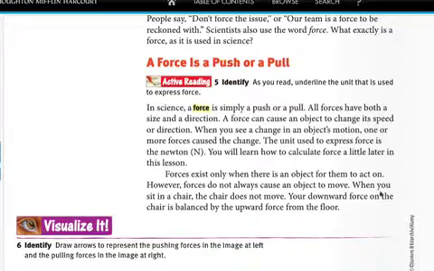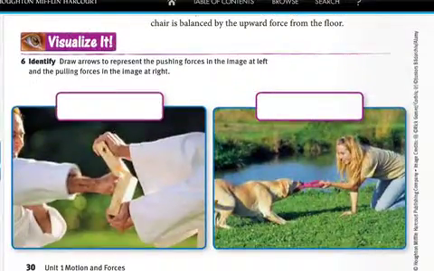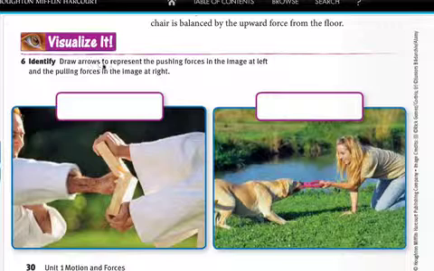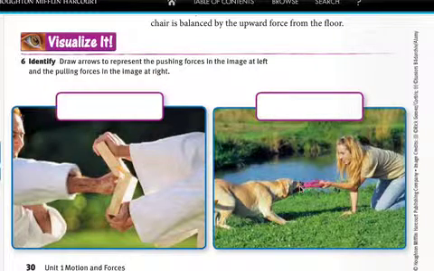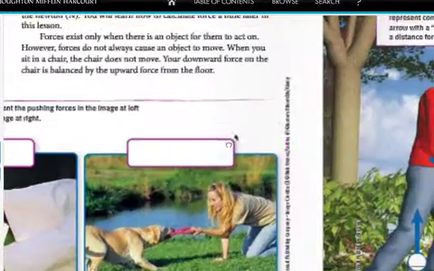So that's balanced. If we look here at the picture, draw arrows representing the pushing forces in the image at the left and the pulling forces in the image at the right. Well, you can see here they were hitting, so you have a force, and forces are always represented by arrows. You would draw an arrow this way. With the dog pulling, it would be this way, because he is pulling. So forces we always show by arrows.